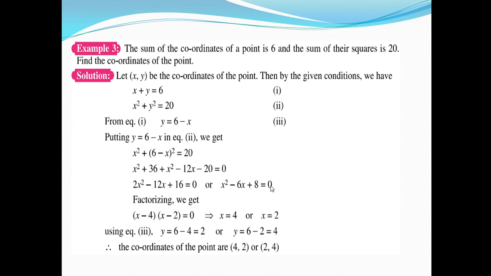After the factorization middle term method, we get the values x minus 4 and x minus 2. So x is equal to 4 and x is equal to 2. Using equation 3, y is equal to 6 minus 4, which is 2, and 6 minus 2, which is 4. There are two pairs. The coordinates of the pairs are (4, 2) and (2, 4).